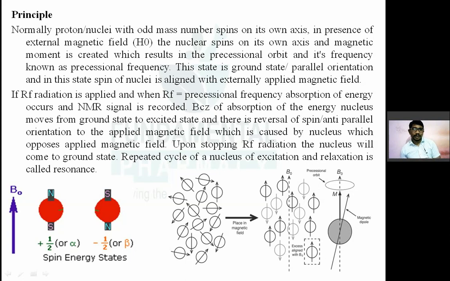Okay, now if radio frequency is applied, when the radio frequency matches the precessional frequency of the nucleus, then there is an absorption of energy, and the NMR signal is recorded. Because of the absorption of energy, the nucleus will move from ground state to excited state, and there is a reversal of spin. जो पैरेलल है वो एंटी पैरेलल बन जाएंगे, और जो एंटी पैरेलल है वो पैरेलल बन जाएंगे. ठीक है, स्पिन एंटी पैरेलल पैरेलल ओरिएंटेशन.